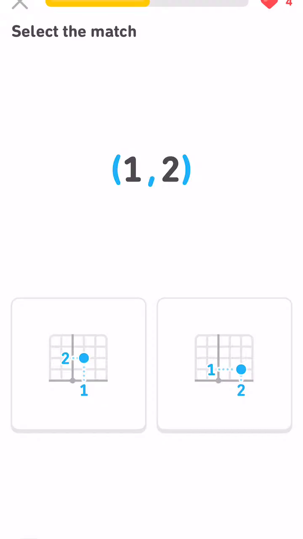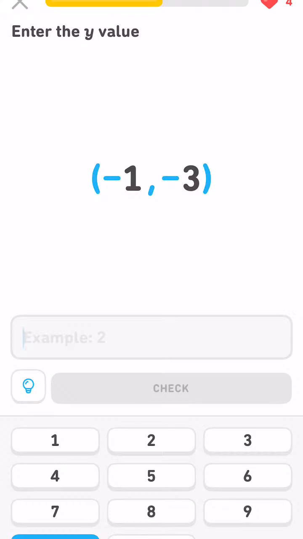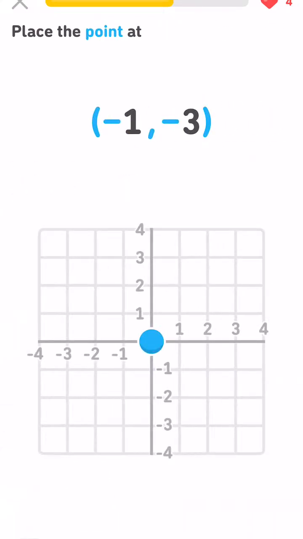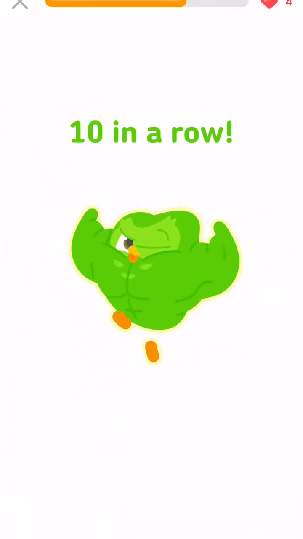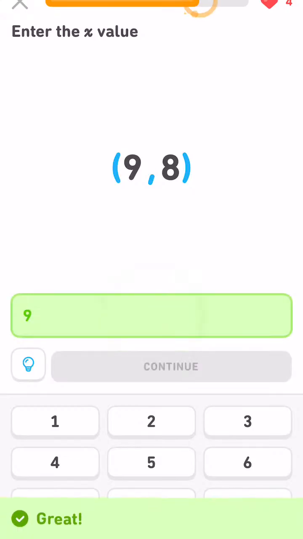All right. So we have x at 1, y at 2, -1. So the y value would be -3. Place the point at -1, -3. The x value would be 9.